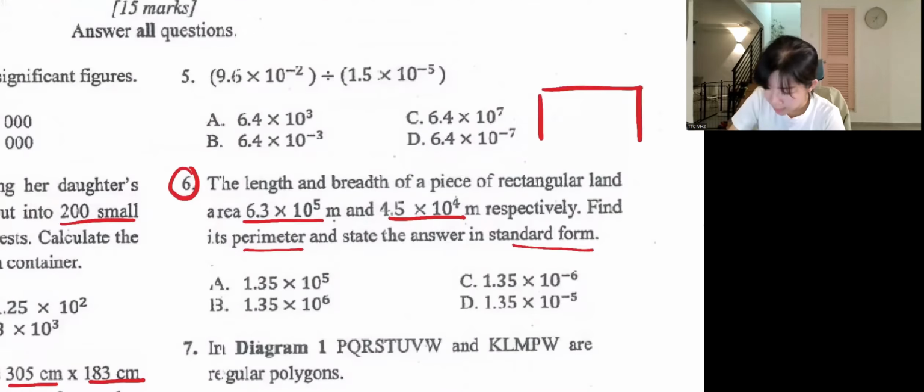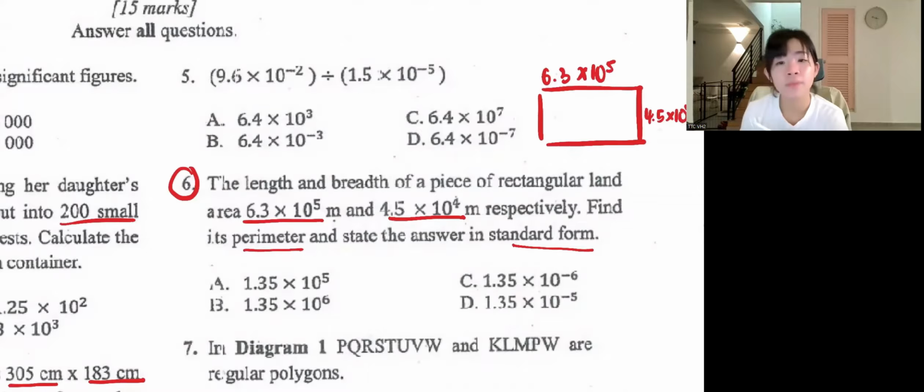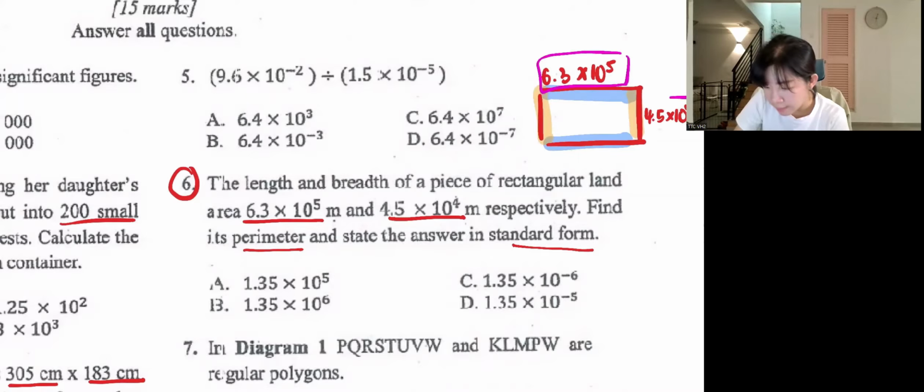So we have a rectangular land. Okay, the length is 6.3 times 10 to the power 5, and the width, the breadth, is 4.5 times 10 to the power 4. So to find the perimeter, you know that up and down here are the same length, and left and right are the same length. So the fastest way to find the perimeter is, the length and the breadth added together times 2.